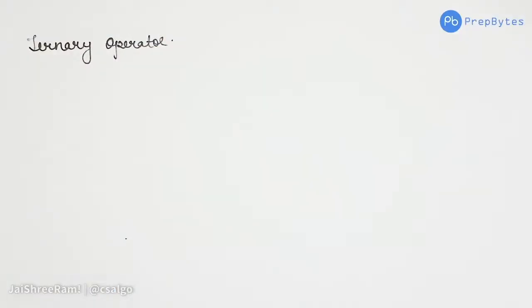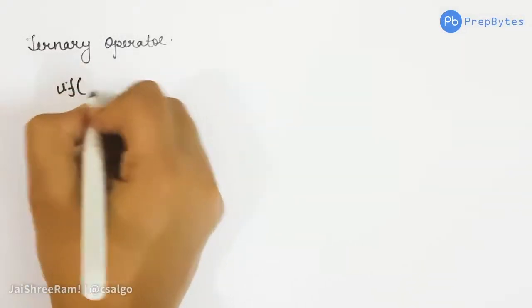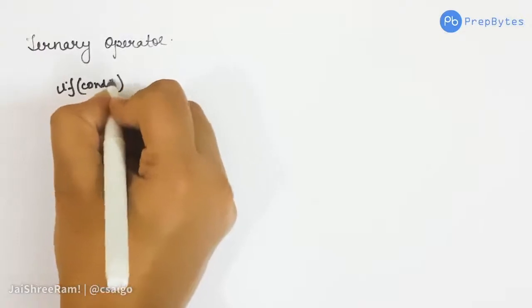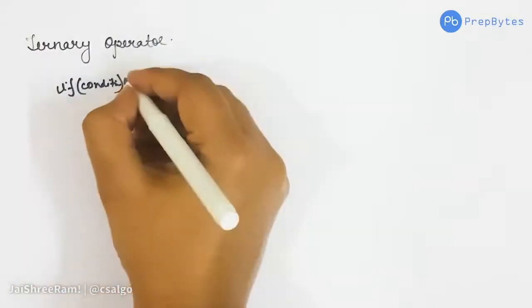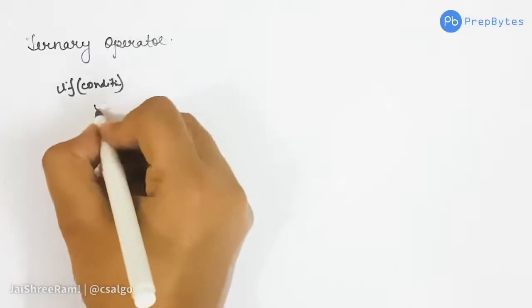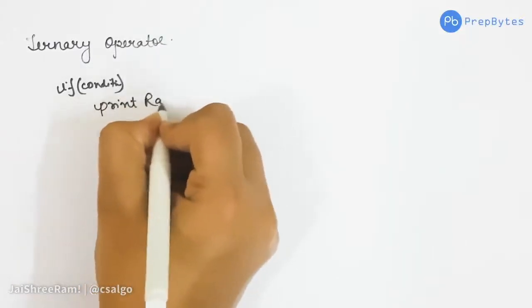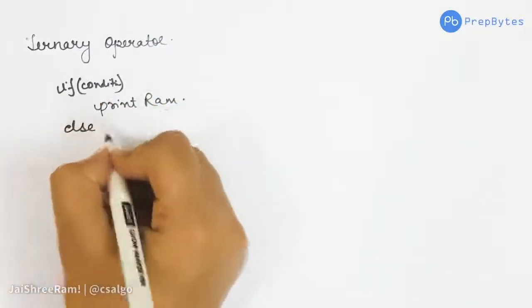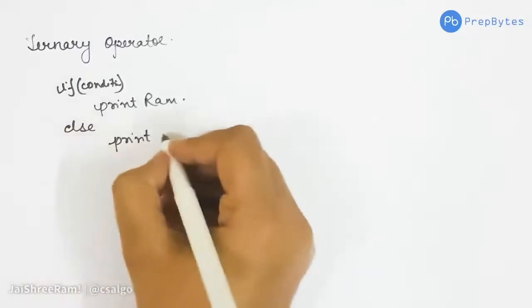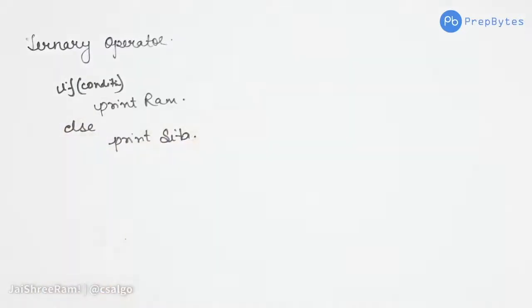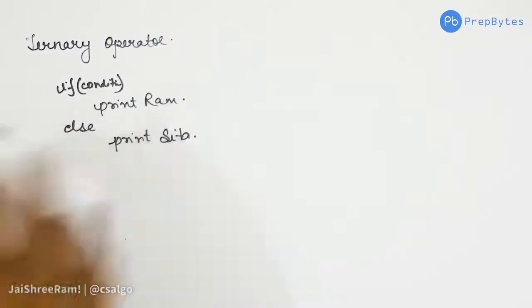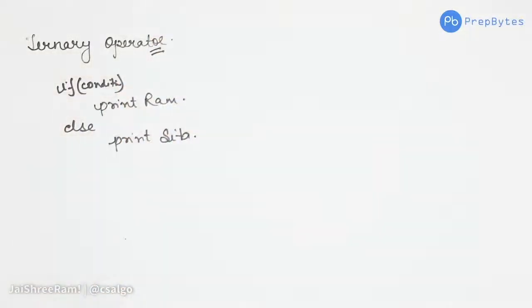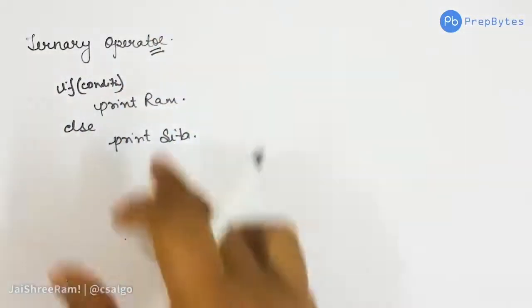We will discuss if else in a further session, but as of now try to understand that we have an if statement in which we have a condition, and we say that if this condition is true, let's say print Ram, else print Sita. So if this is the condition, we will do this, else we will do this. Using the ternary operator, or what we call a conditional expression, we can reduce this to a single line.